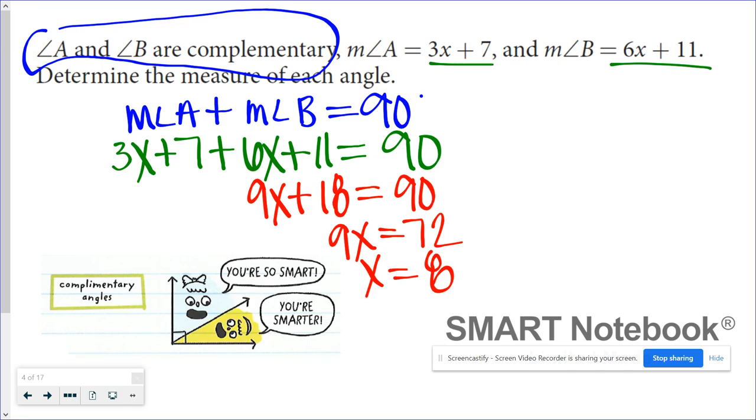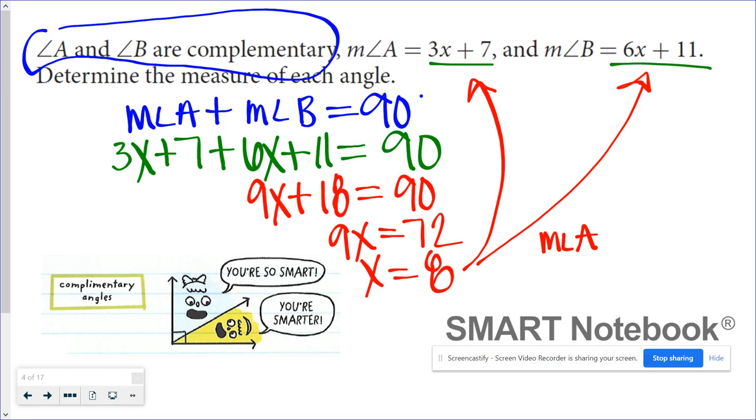So since I know that x is 8, I'm going to substitute that into each of these expressions to find the measure of each of my angles. Therefore, the measure of angle A, we have 31 degrees, and then the measure of angle B would be, what is that, 59 degrees? Okay, and there you have it.